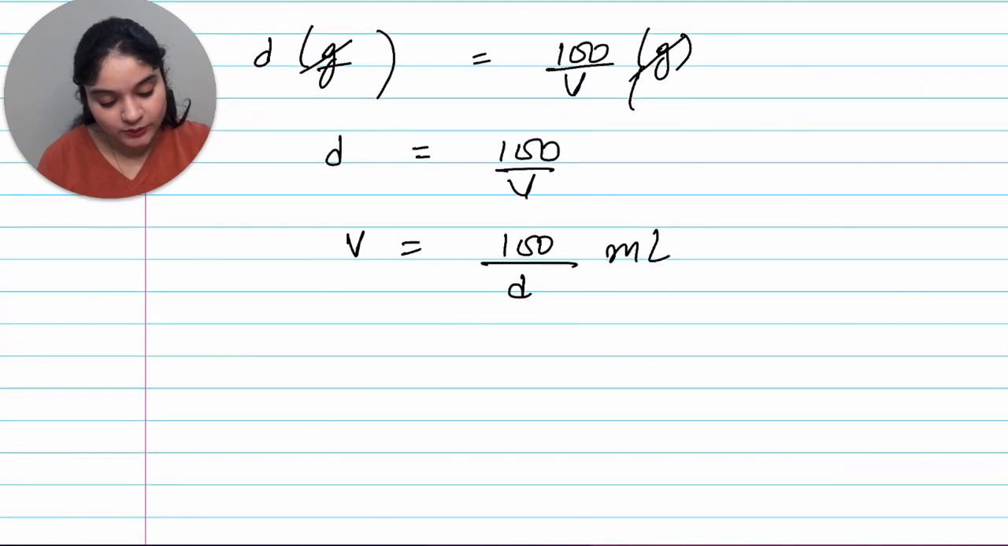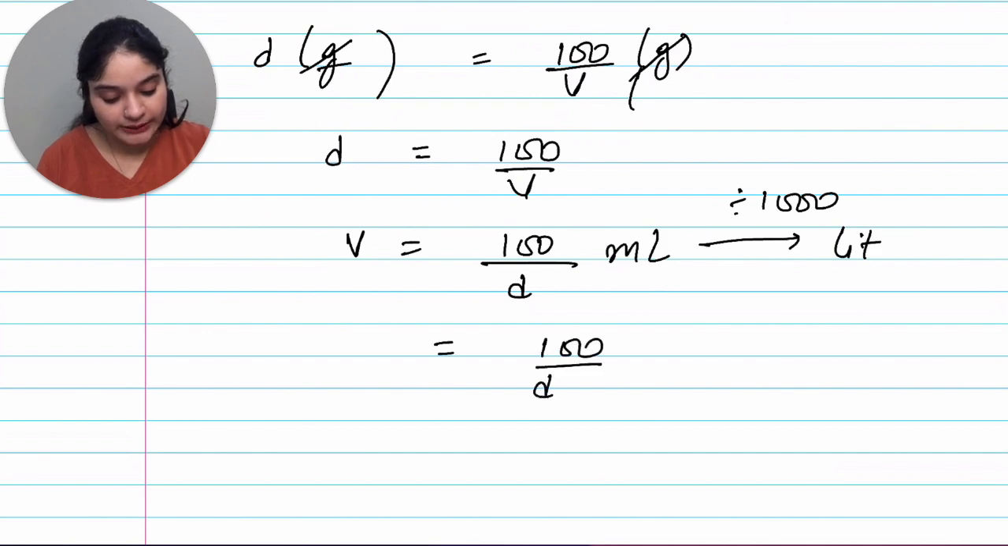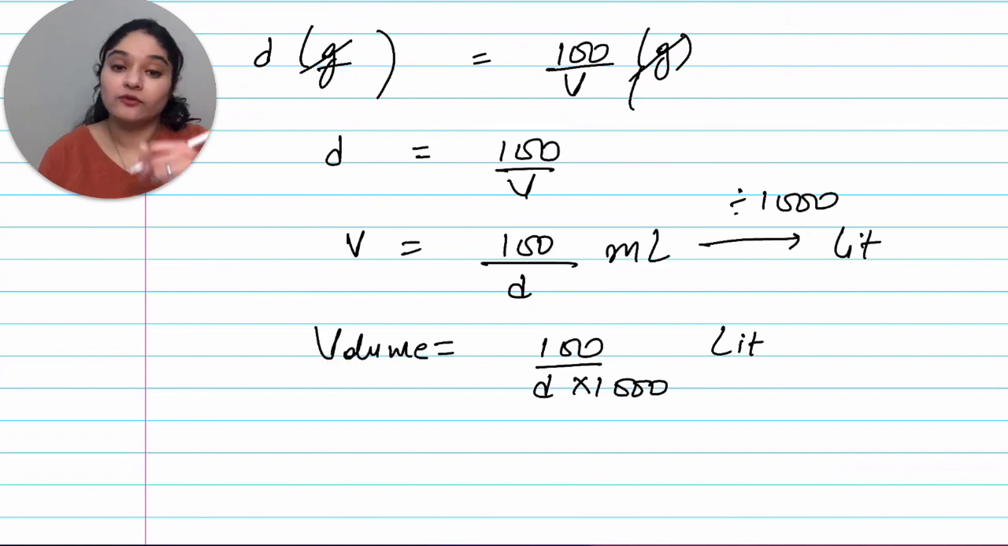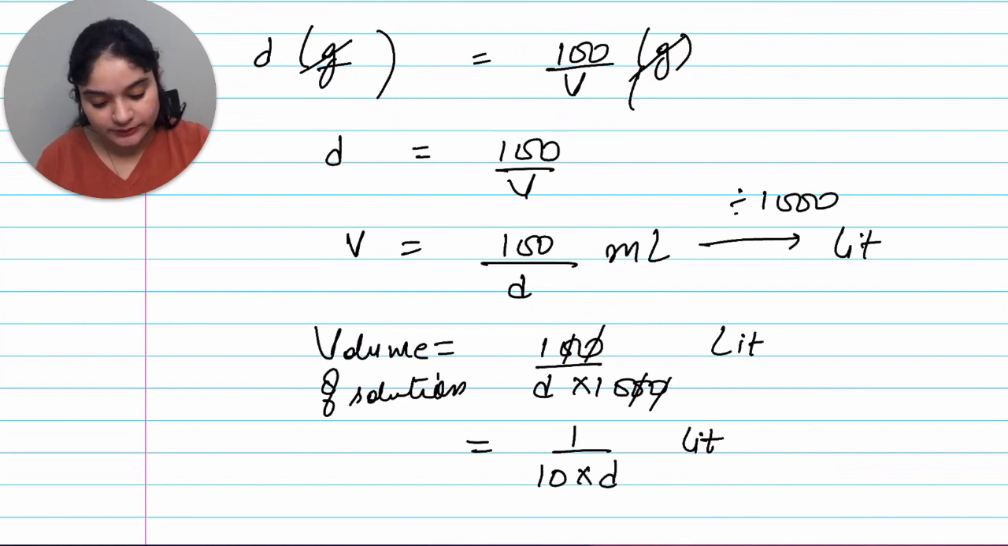You convert this into liters by dividing it by 1000. So 100 over D times 1000 is in your liters. This is your volume that we had been looking for so far. Cancel out these zeros. You will get 1 upon 10 times D liters. This is the volume of the solution. Let's put it in a box.